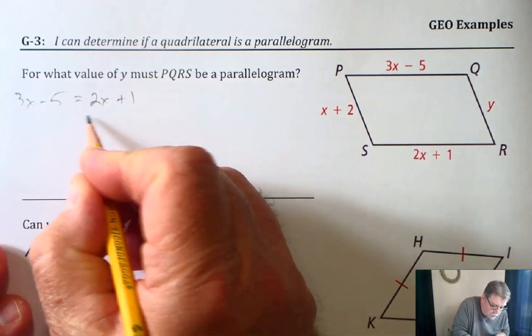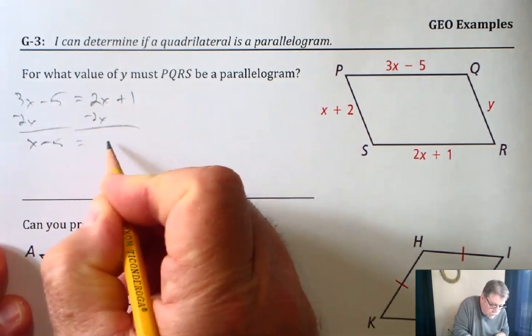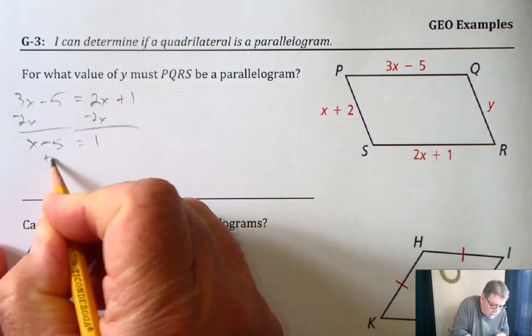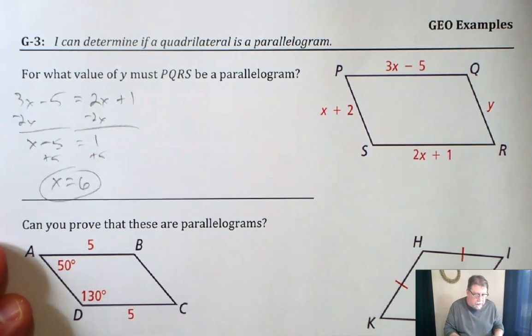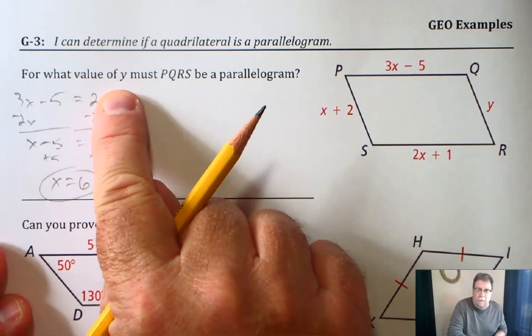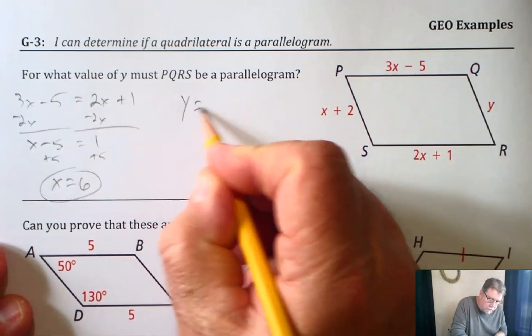So let's do that. Let's subtract 2x from both sides. And then let's add 5 to both sides. So x would have to be 6. But the question says, what's the value of y? So the other side, it says y would have to equal x plus 2.